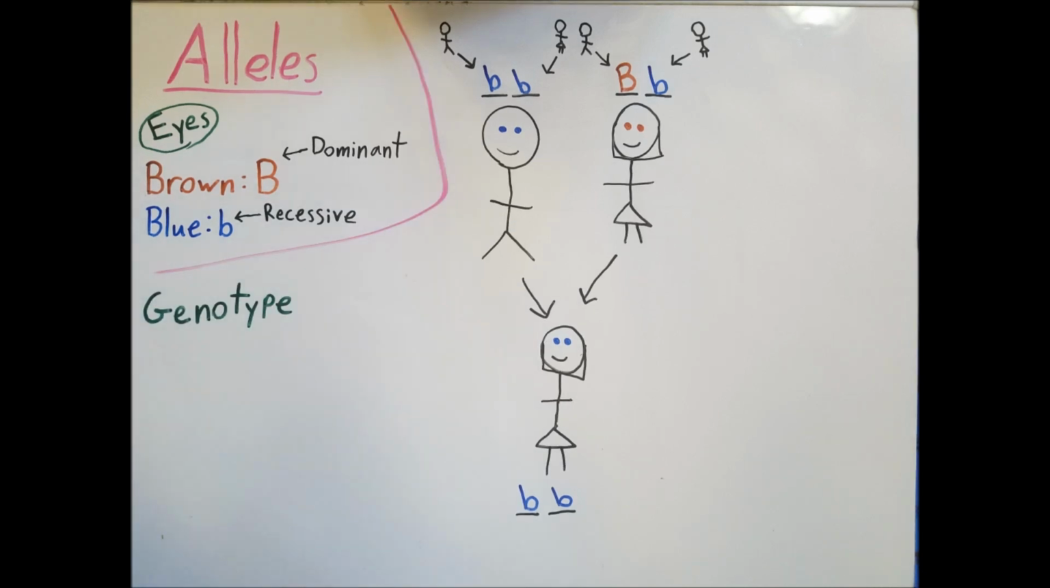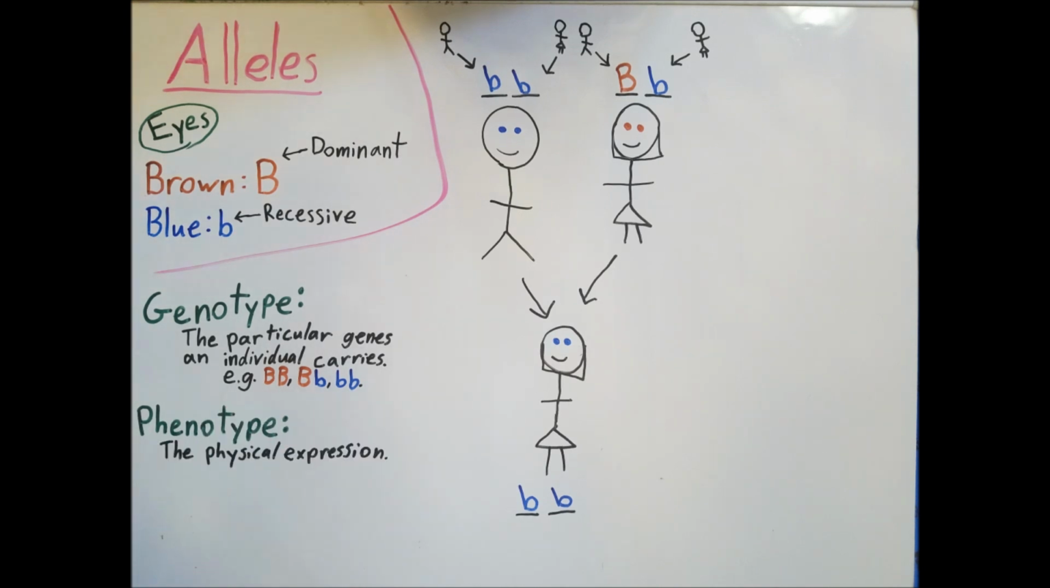So what is a genotype? A genotype is the particular genes an individual carries. For example, a big B and a big B, or a big B and a little b, or a little b and a little b. Now what is a phenotype? A phenotype is the physical expression, or for example, brown and blue. So that would be what it actually looks like in real life.